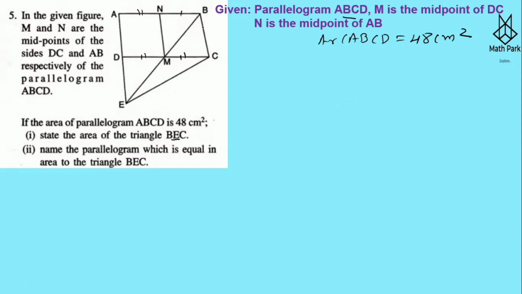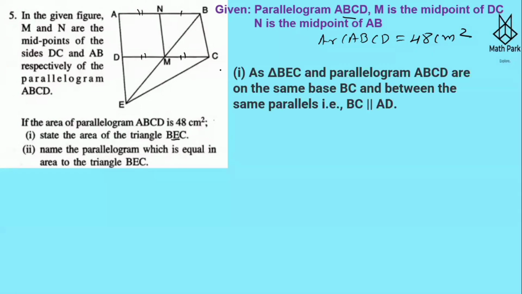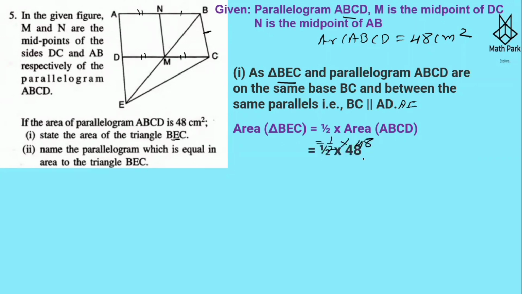So first part, to find the area of BEC. Let us observe this carefully. This triangle BEC and parallelogram ABCD are on the same base BC, and between the same parallels BC and AD, with AD extended to E. Therefore, the area of BEC is half the area of parallelogram ABCD. Got that? Since it is half the area of ABCD, which was given as 48, half of 48 is 24 centimeters square. So we are done with the first part.